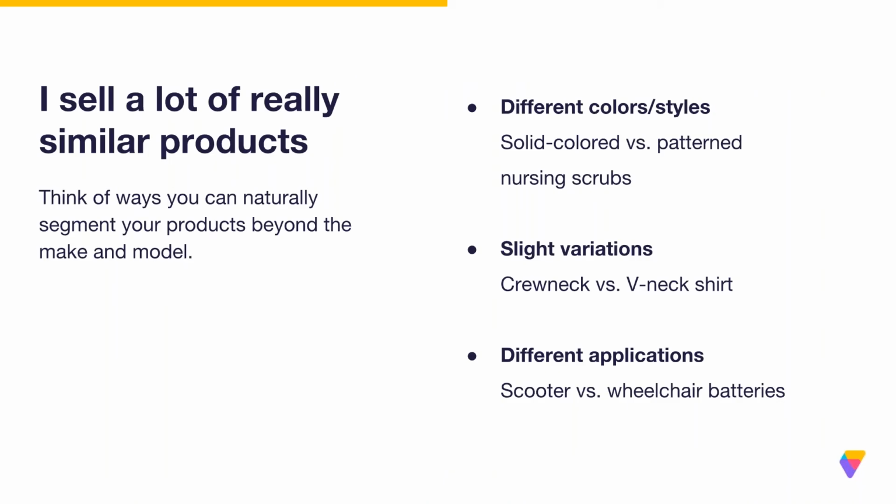So let's assume maybe you sell a lot of really similar products. Well, then it becomes a process of figuring out ways that you can naturally segment beyond just make and model. So consider maybe different colors or styles. Let's say that you have a website that sells nursing scrubs. You could naturally segment those nursing scrubs based on whether they're solid colored or include patterns throughout the design. Or maybe you sell t-shirts and it comes down to making slight variations between the two. You could segment by the type of collar on the shirt, for example, crew neck versus V-neck, or even scoop neck if you sell that type.